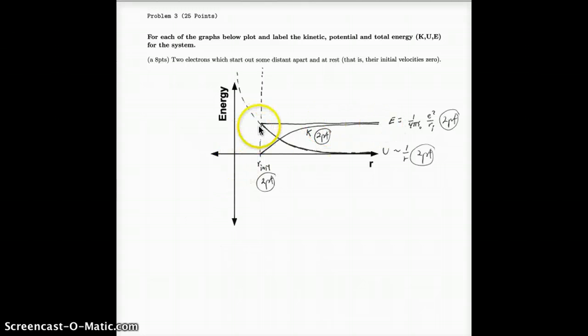And then potential energy for repulsive forces is positive and it's decreasing, which contrasts with attractive forces, which have a shape this way underneath the x-axis. And then when you add up the kinetic and potential energies, the total energy is going to be a straight line that's constant above both of those graphs.